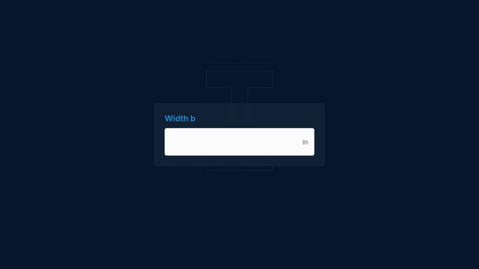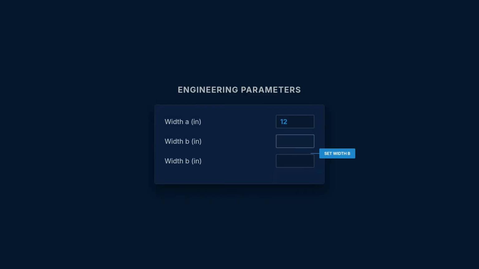Next, enter the width B in inches. I'm entering 10. Then input another width B in inches, again 10. The third field is also width B in inches, entering 10 once more.